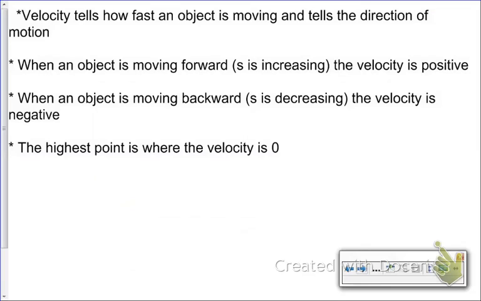Here are some things to write down that aren't in your textbook that will help you significantly when you're solving problems. We're going to be working the next 2 days on some problems from some packets that I developed for the class. And here are some things that will help you. Velocity tells us how fast an object is moving and the direction of motion. We can have a negative or positive velocity.